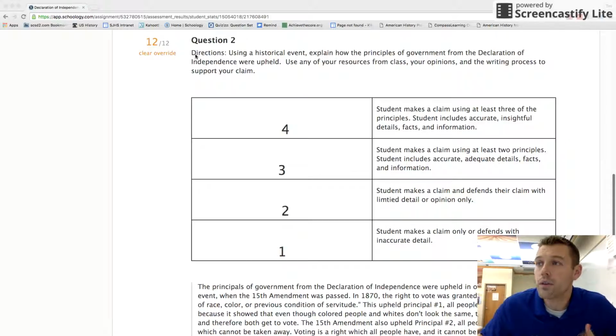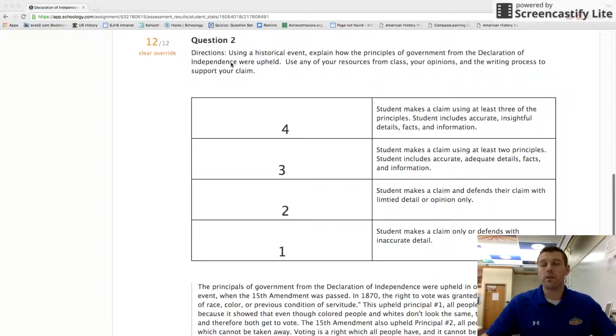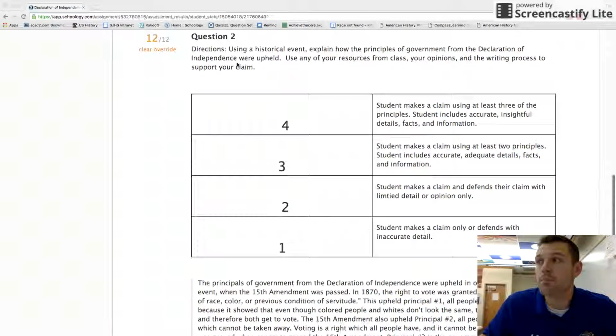So first of all, read the question. The directions say, using a historical event, explain how the principles of government from the Declaration of Independence were upheld. Use any of your resources from class, your opinions, and the writing process to support your claim. Just a tip, any time you're writing in history, if somebody says you can use a bunch of resources, you better get your facts correct, and be 100% accurate, which Heinemann does here pretty darn well.